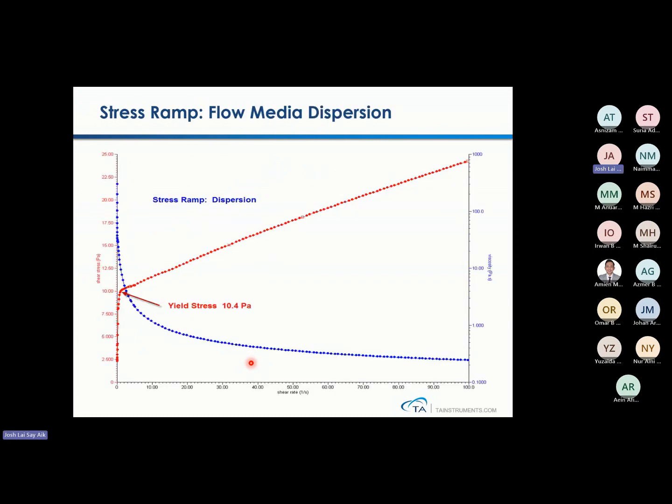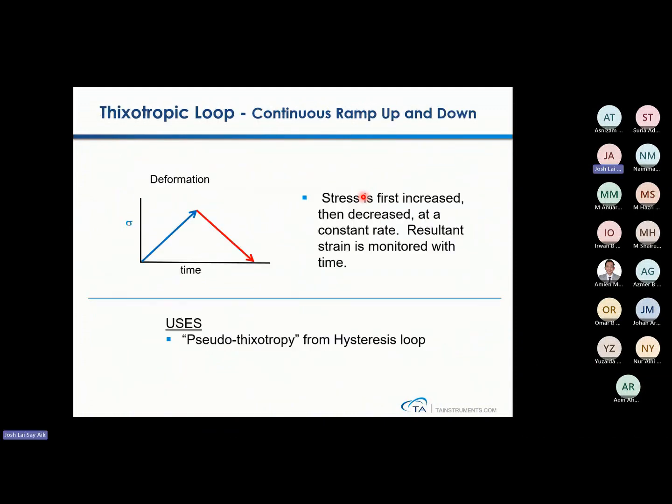Like this, a flow media dispersion. So you can just go for a shear stress, continuous ramp on the shear stress. So we can see this is a Newtonian fluid with structure. After you break at 10.4 Pascal, they will flow Newtonianly.